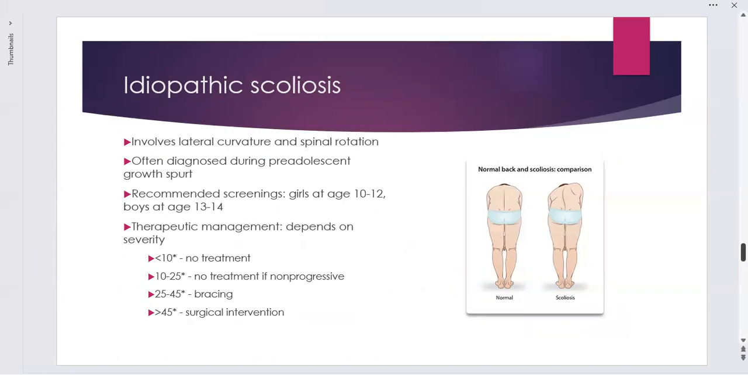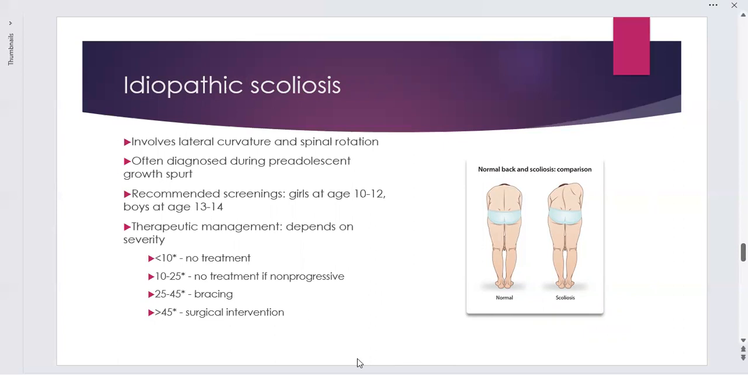So recommended screening occurs between 10 and 12 in girls and 13 and 14 in boys. It can be diagnosed at any age, but is most commonly diagnosed during that pre-adolescent growth spurt. Okay, you can see our potential for treatment.